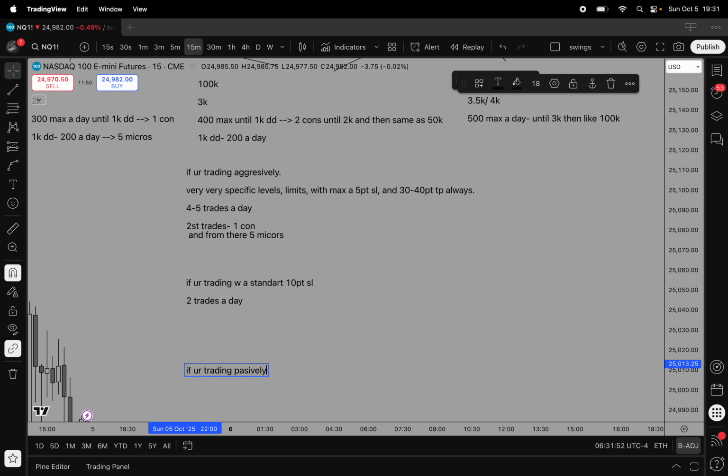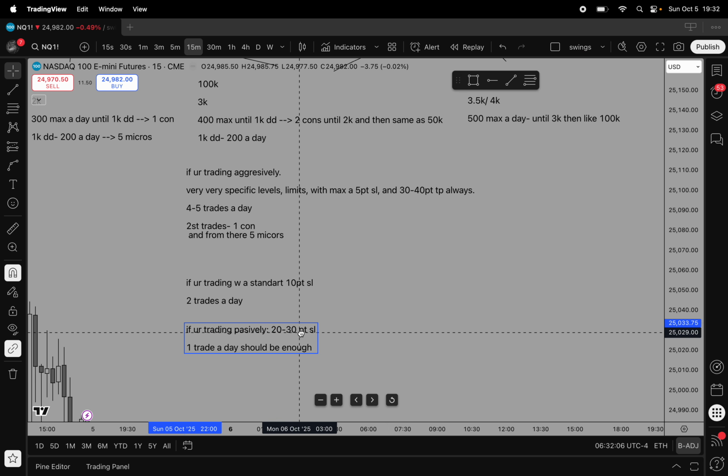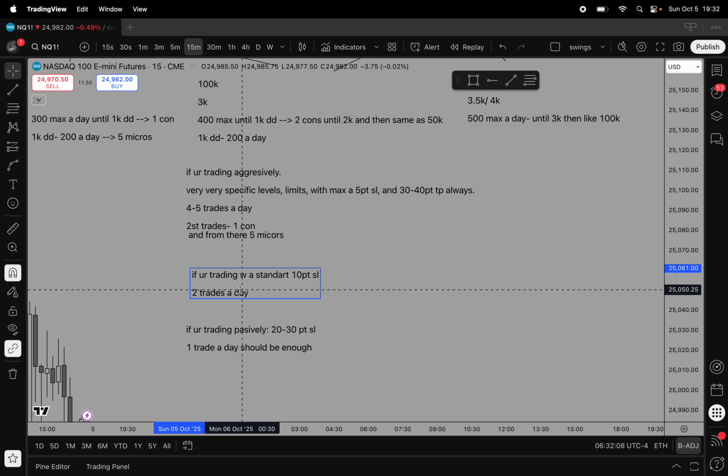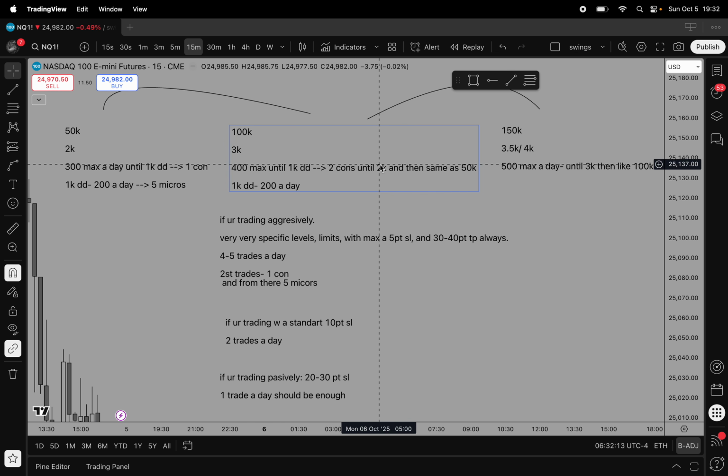And then if you're trading passively, let's say passively, so 20 to 30 point SL, 1 trade a day should be enough, right? So yeah, as I said, it's going to depend on your trading style, and you can do whatever you want as long as you're risking this up here, right? This is the important thing, right? Because I see a lot of people saying, oh no, but yeah, you only need to trade once a day.